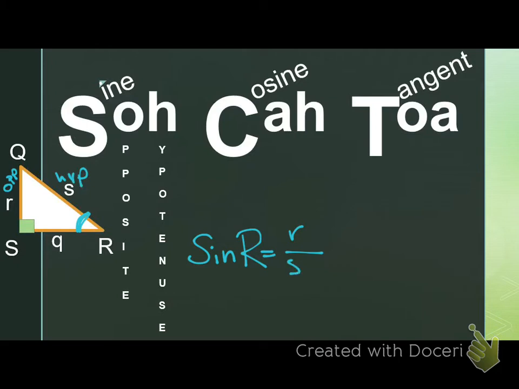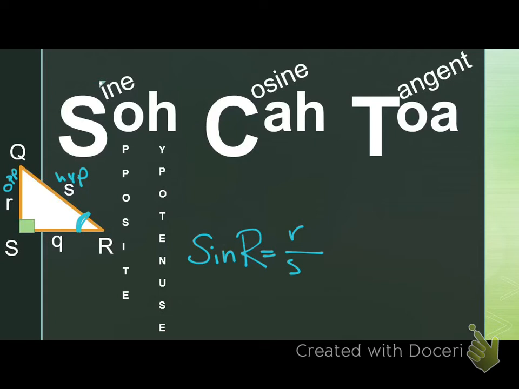So eventually these will be numbers instead of letters, so it might eventually make more sense. But all you're asked to do in this section is know that sine of an angle is the opposite side over the hypotenuse side. And we'll use numbers here in a minute.